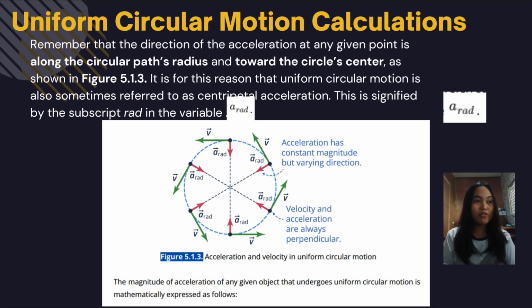Next, we have the uniform circular motion calculations. Remember that the direction of the acceleration at any given point is along the circular path's radius and toward the circle's center. As shown in figure 5.1.3, it is for this reason that uniform circular motion is also sometimes referred to as centripetal acceleration. This is signified by the subscript rad in the variable a_rad. The magnitude of acceleration of any given object that undergoes uniform circular motion is mathematically expressed as follows. This is one of the formulas that we are going to utilize later on when examples are shown.